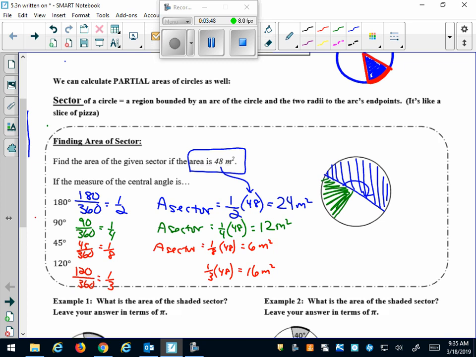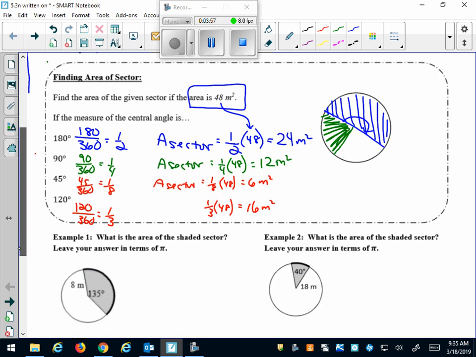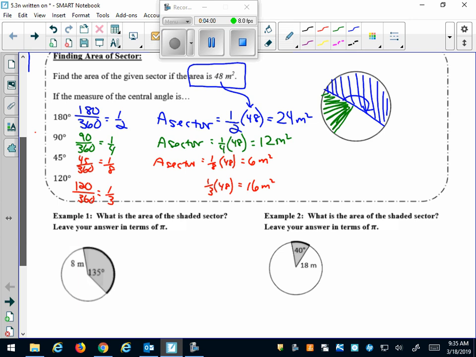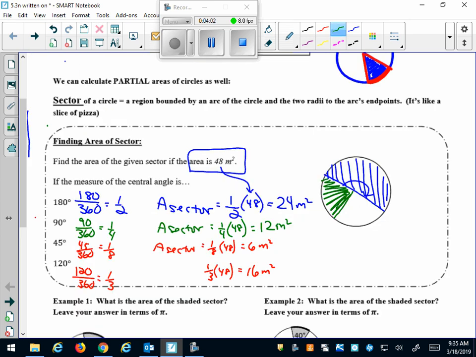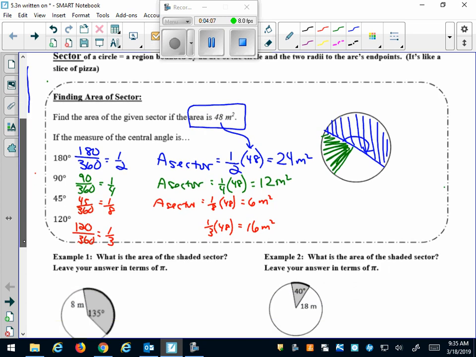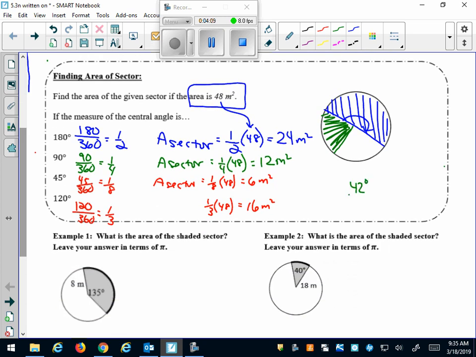If it doesn't come out nice and reduced and pretty, you can still find the area of the sector. What if you had a fraction that was, let's say, 42 degrees out of 360 degrees? Well, that doesn't simplify really nicely, right? But what could we do? Let's look at our calculator.